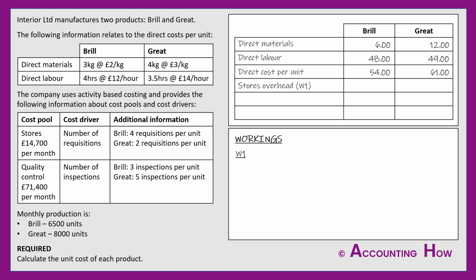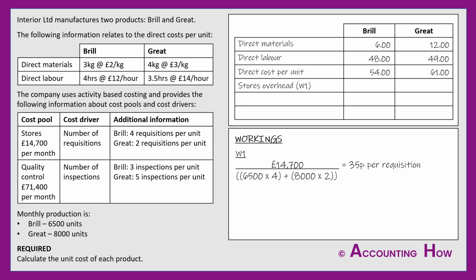So my formula, I'll show you here in my workings. On the top of the formula, you can see I've put the cost pool, which is £14,700. And then I'm going to divide that by the total number of cost drivers. So if I go back to the table on the left, to make a Brill, it says there are 4 requisitions per unit, and at the bottom of the question it tells me they're planning on making 6,500 units of brill.